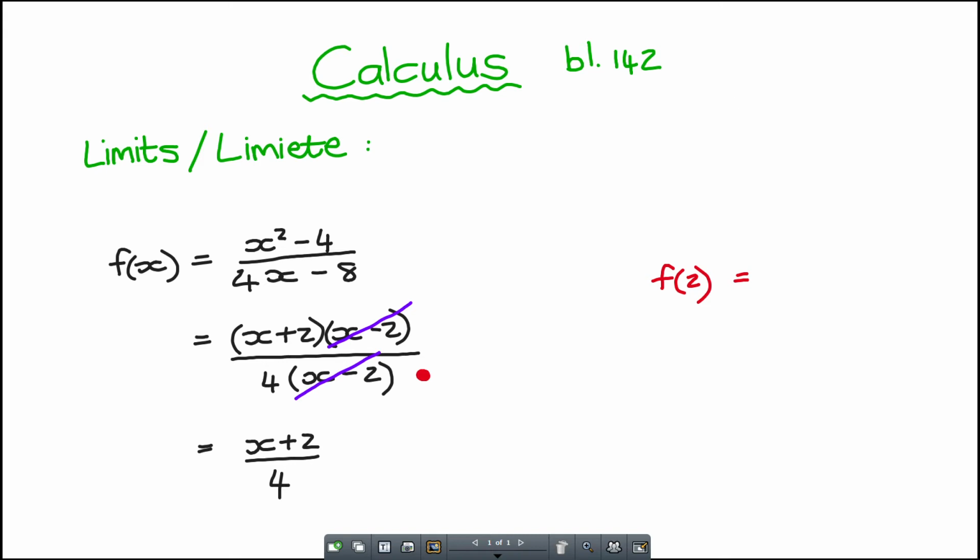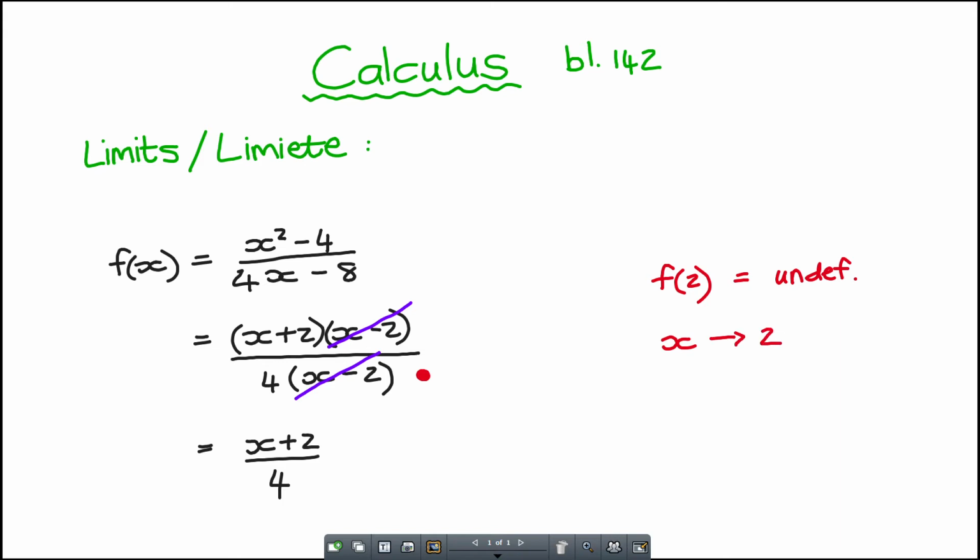So hulle sê, it is, kom ons sê maar net so. Ek gaan nie die volle woord uitskryf nie. So as ek gaan instel 2, dan gaan dit wees ongedefinieerd, omdat fx minus 8 gelyk is aan 0, fx is 2. Okay, now, fx, and then they make a little arrow like that.